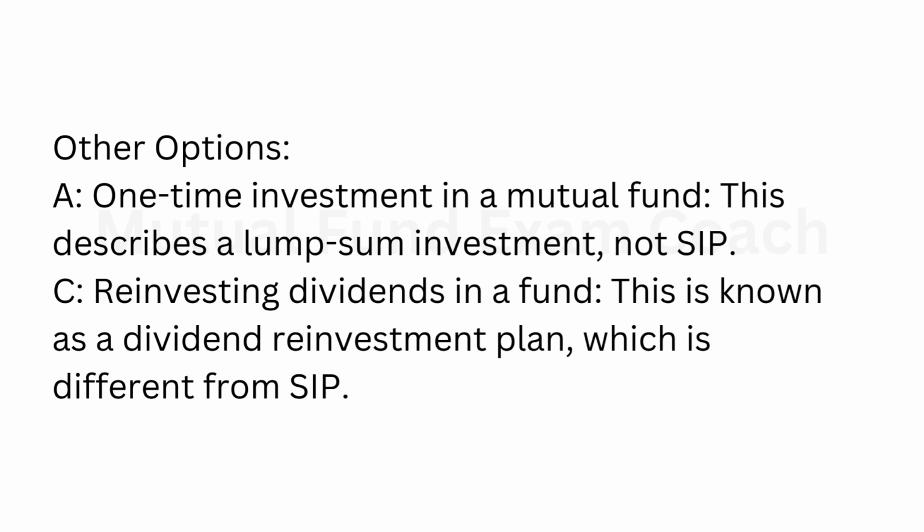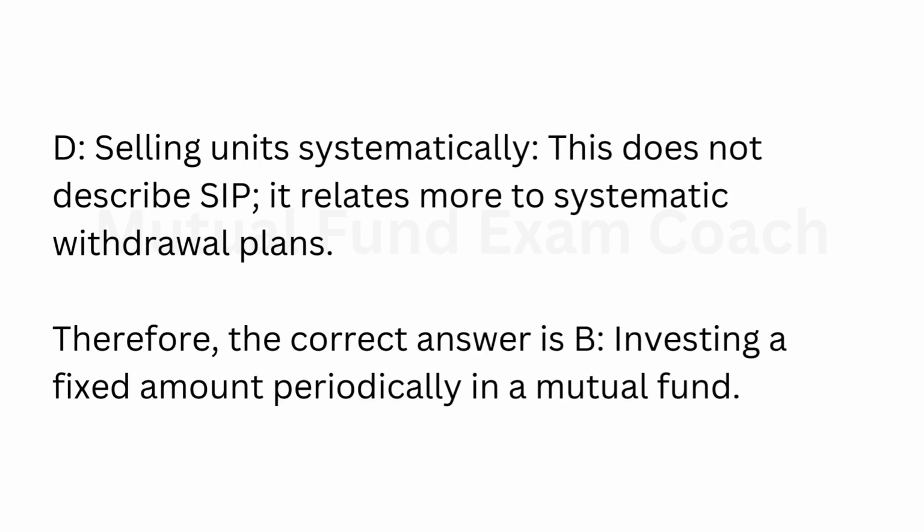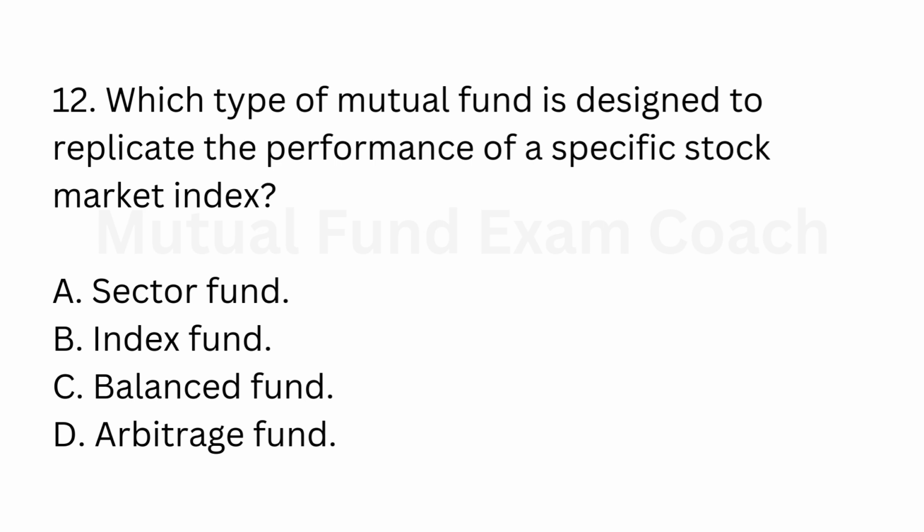Other options. A. One-time investment in a mutual fund. This describes a lump sum investment, not SIP. C. Reinvesting dividends in a fund. This is known as a dividend reinvestment plan, which is different from SIP. D. Selling units systematically. This does not describe SIP, it relates more to systematic withdrawal plans. Therefore, the correct answer is B. Investing a fixed amount periodically in a mutual fund. 12. Which type of mutual fund is designed to replicate the performance of a specific stock market index?